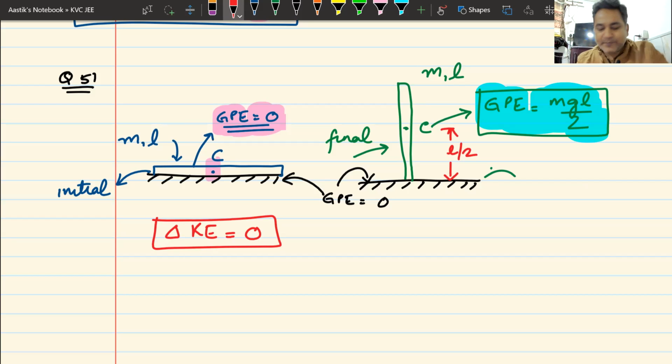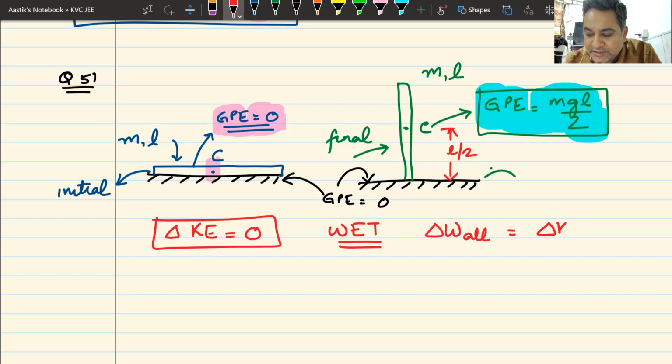Yes. Now we apply our favorite work energy theorem, work kinetic energy theorem. Work done by all forces will be equal to change in kinetic energy. Remember, this rod is lying here. It will not go standing on its own. It will not go like this on its own. Someone has to lift it. In this case, my hand is lifting it. This hand is the external force which is lifting it.